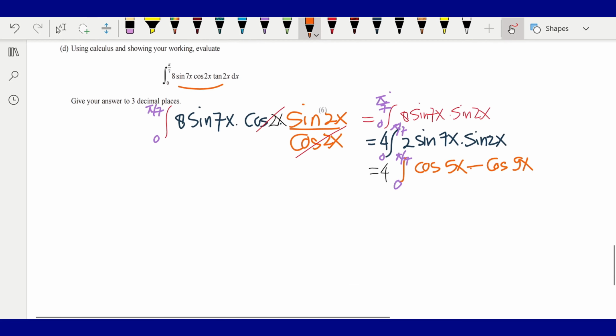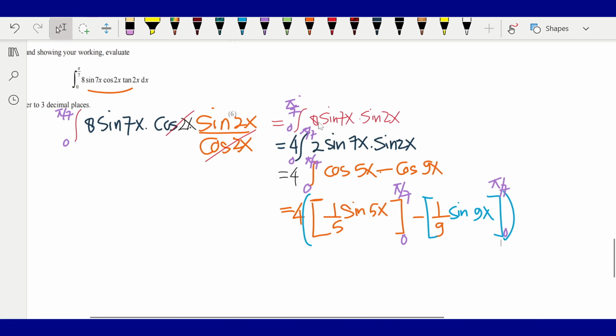So now we have the integration of cosine, which is sine 5x over 5, and put this in a big bracket here, and the integration of cosine is 1 over 9 sine 9x. So now guys, we already have this one. Integration of cos 5x is 1 over 5 sine 5x. Integration of cos 9x is 1 over 9 sine 9x. Alright, so now we just substitute the value with a calculator, and we get the answer.